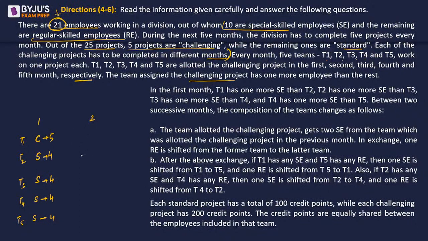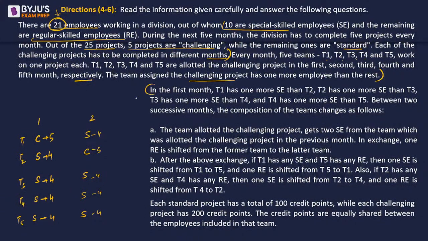Second month में क्या होगा? T2 के पास challenging आ जाएगा और सबके पास standard. ठीक है? And again the number of employees given 4, 5, 4, 4, and 4. Okay, so I hope you are understanding how this table will look like. ठीक है? Okay. Now this is up till this part. Fine. This is up till this part. अब समझ में आ रहा होगा ना, कैट में भी इसी टाइप के क्वेश्चंस आते हैं. ठीक है? Now let's read further.